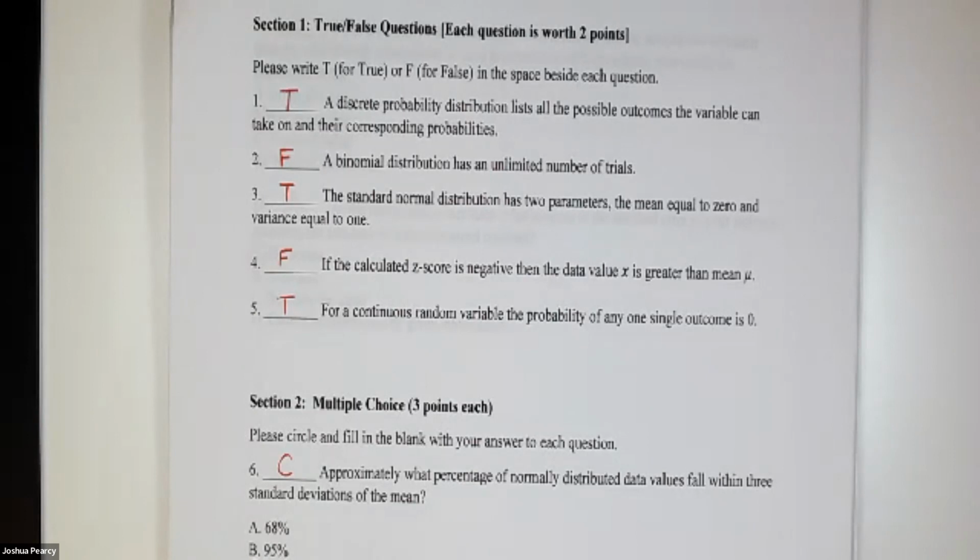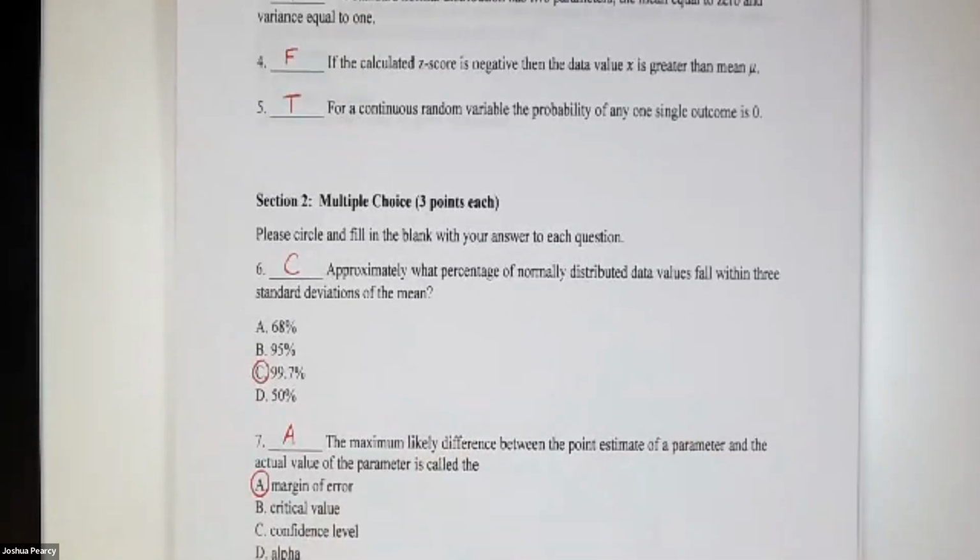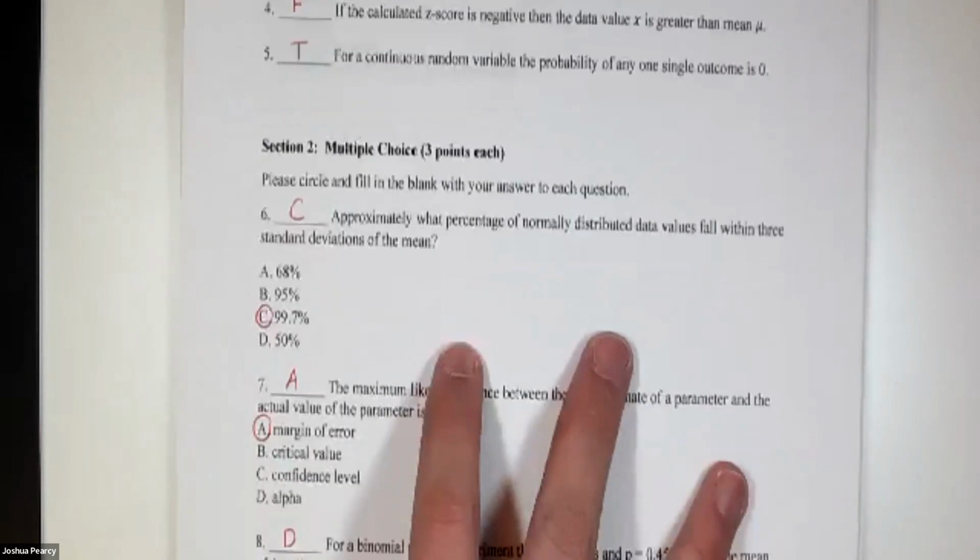If the calculated z-score is negative, then the data value x is greater than the mean. That should be is less than the mean. For a continuous random variable, the probability of any single outcome is 0. I told you that in class. Then, are there any questions over that part?